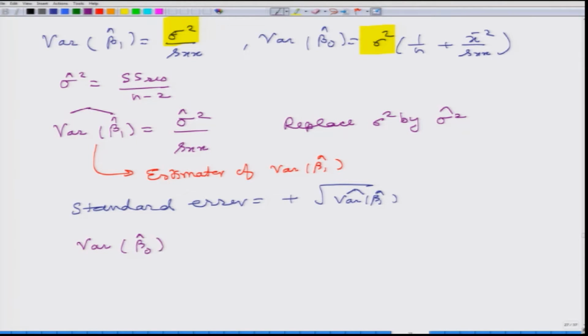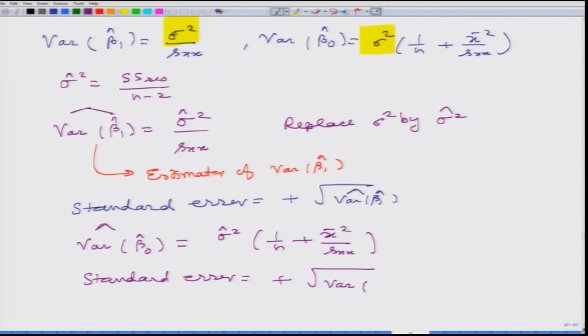Similarly, I can also find the estimate of the variance of beta 0 hat. I simply have to write down the variance of beta 0 hat and replace sigma square by sigma square hat. And if I want to find its standard error, it is very simple: just take the positive square root of the estimate of variance of beta 0 hat. That is all. So, now I have both estimators beta 0 hat and beta 1 hat. I have shown that they are unbiased, and I also have found their standard errors.